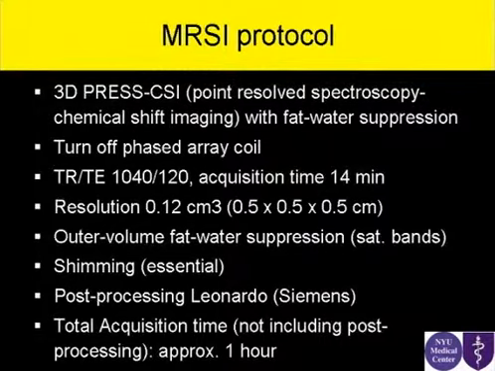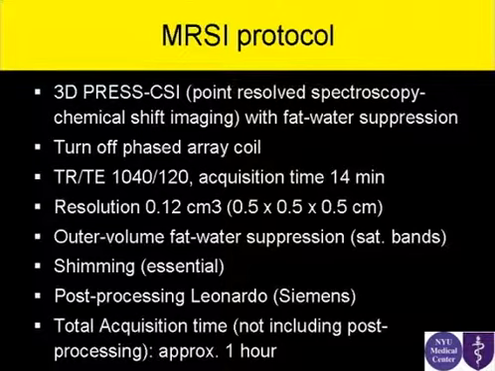So I don't want to spend too much time on details about spectroscopy, but basically I just want to let you know that we use a 3D sequence called PRESS, or point resolved spectroscopy with chemical shift imaging. We have to turn off the phased array coil. We use only the endorectal coil. And the shimming is extremely important for spectroscopy. It takes sometimes 3 to 5 minutes, and you have to do a manual adjustment.